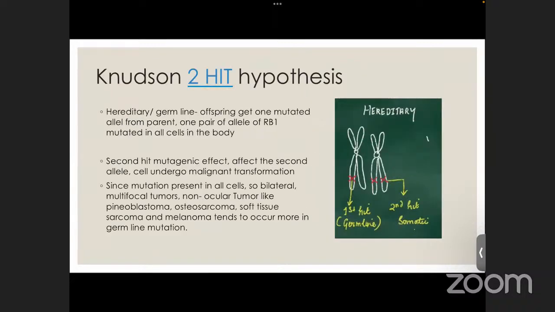We have hereditary germline mutation and we have non-hereditary somatic mutation. Knudson gave the two-hit hypothesis, which states that in germline mutation, the offspring gets one mutated allele from the parent, and that one allele remains mutated in all the cells in the body. During the second hit, the second allele also gets affected and undergoes malignant transformation. Since the mutation is present in all the cells, bilateral cases, multifocal tumors, and non-ocular tumors like pineoblastoma, osteosarcoma, soft tissue sarcoma, and melanoma tend to occur more in germline mutation.